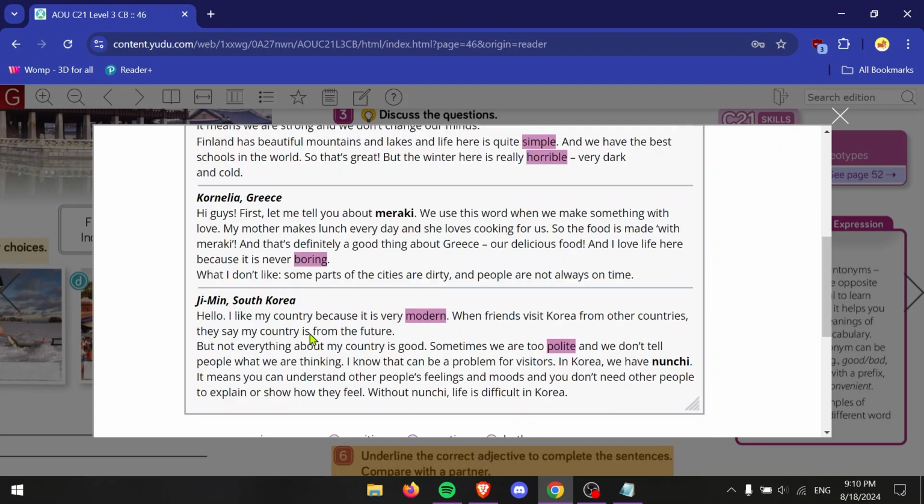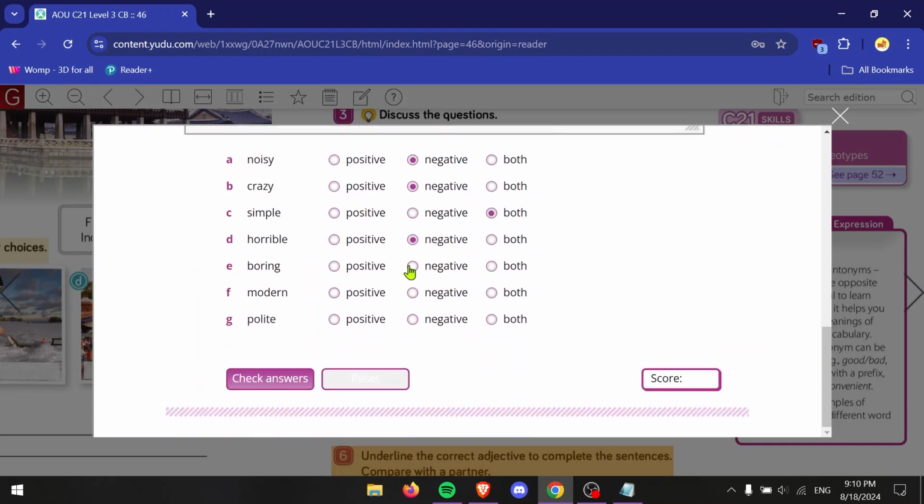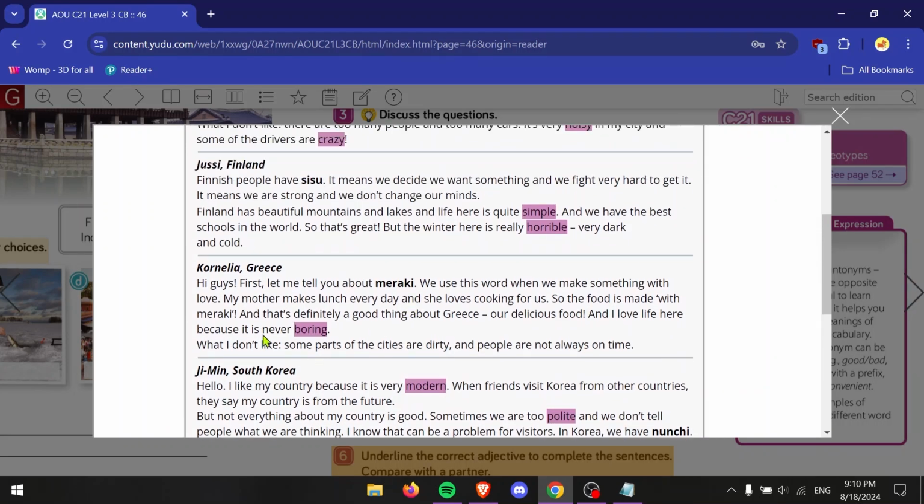So it is never boring. In this context, boring is negative. Okay? And I love life here because it is never boring. If it was boring, the word itself, remember, we're not associating the whole sentence, just the word itself. The word is negative. So that's why it is never boring.